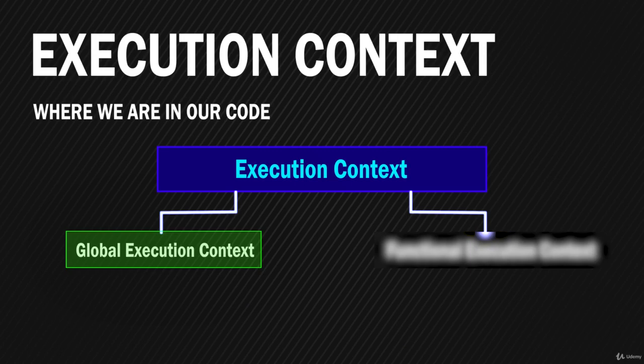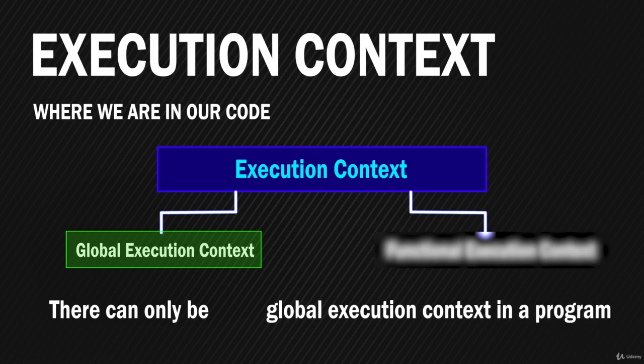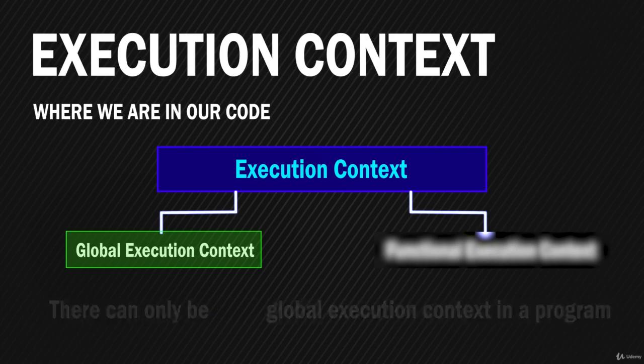But the main point that you need to know with the global execution context is that there can be how many in each program? That's right. There can only be one global execution context in any given program. That's an important point to remember. Okay, enough with global execution contexts.